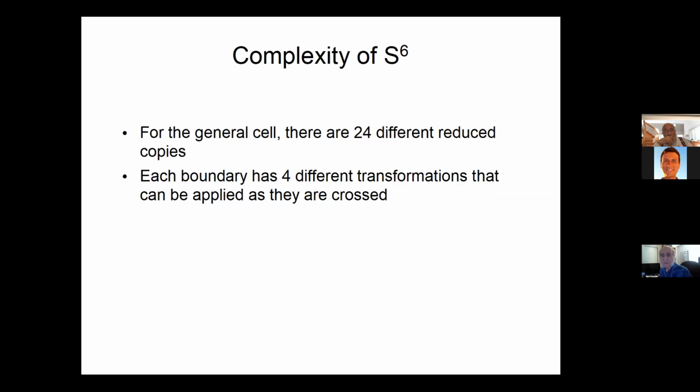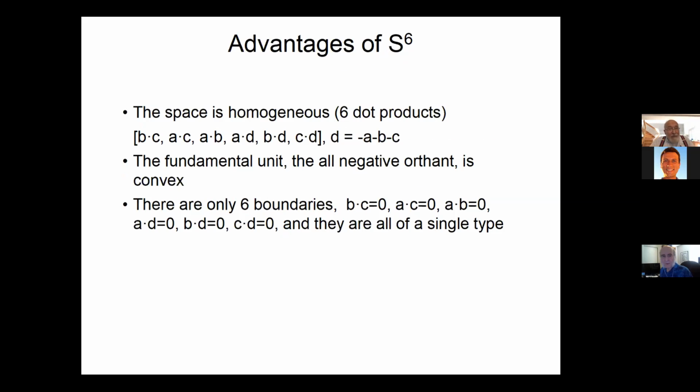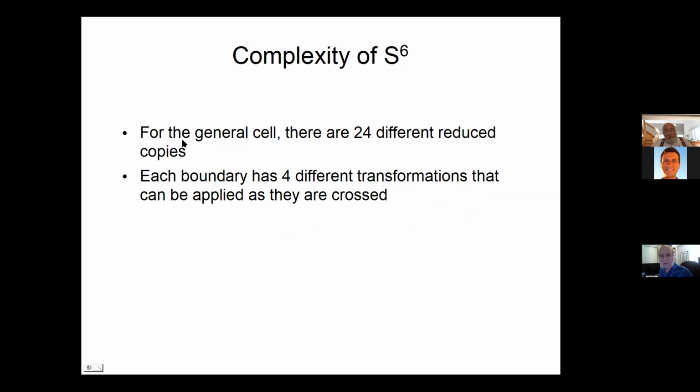One of the problems in this is that there are 24 reduced copies. If we go back to here, the scalars can be interchanged in certain ways, 24 different ways, and they're all reduced. And each boundary has 4 different transformations that could be applied when they're crossed.